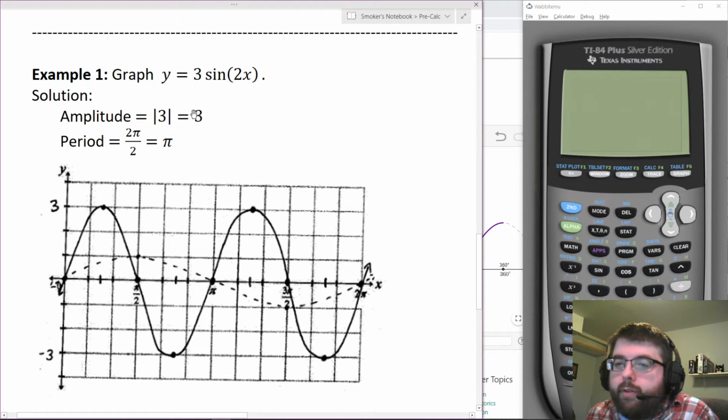That's how the amplitude affects it. The period part affects it by going through that entire cycle, the 0, 1, 0, -1, 0, from 0 to pi instead of 0 to 2 pi. So that's what you see as the final product.